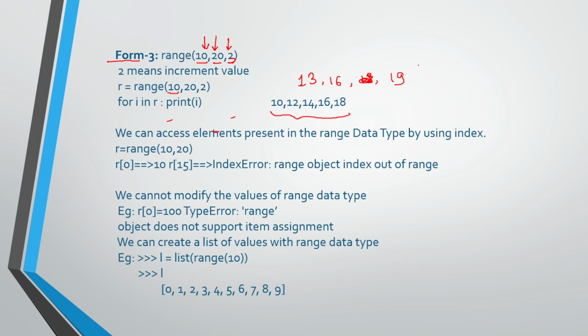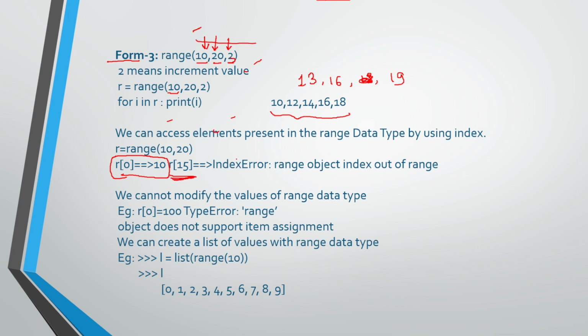So we can access the elements by using the indexes. You can see there is one concept here: you can access the particular elements of the range data type with the help of their index values, just like in the list. For example, R is equal to range of 10 comma 20. R of 0 is equal to 10.